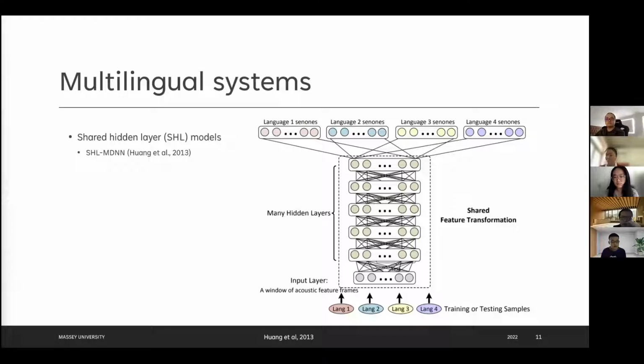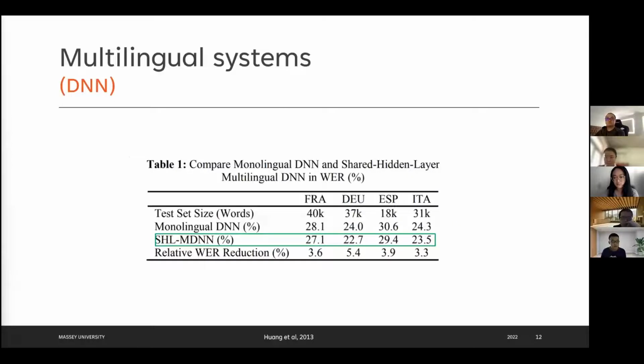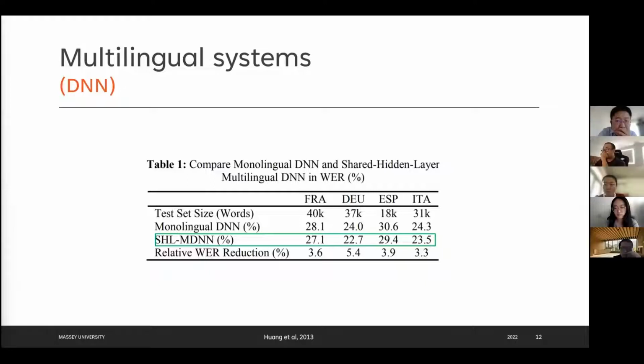These languages share some common phone structure and other linguistic resources. And then a language dependent layer like the softmax layer is used for each different language. With these languages, they have presented the results. Here you can see that the shared hidden layer multilingual deep neural network can reduce error by 3 to 5% relatively for all languages using the shared model.